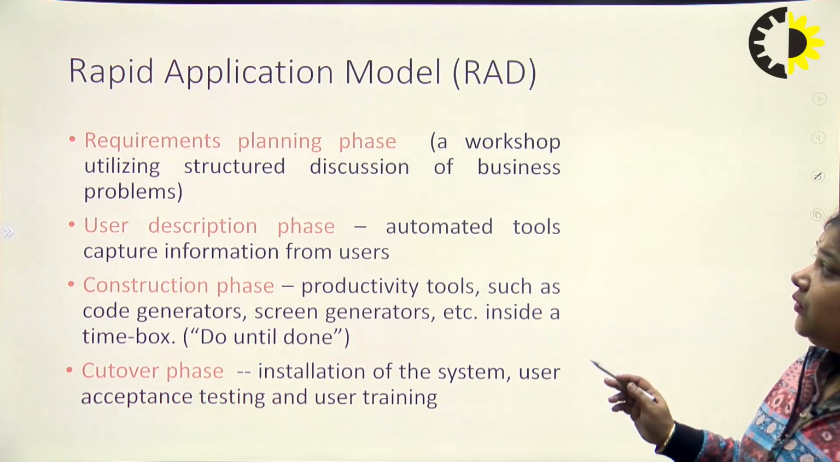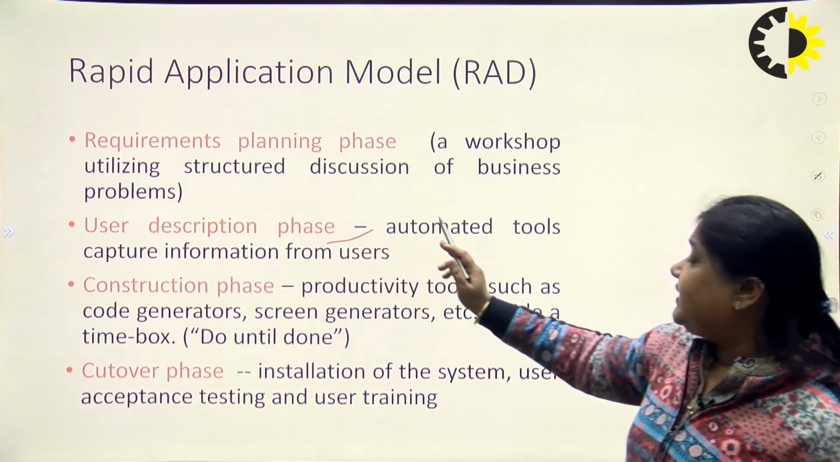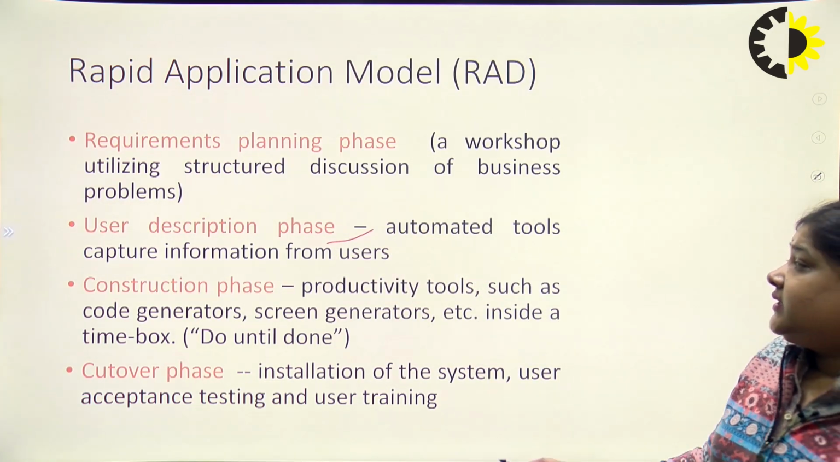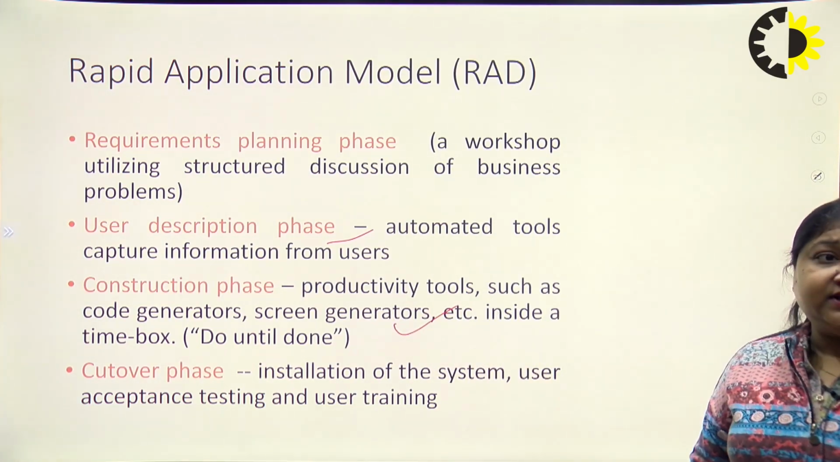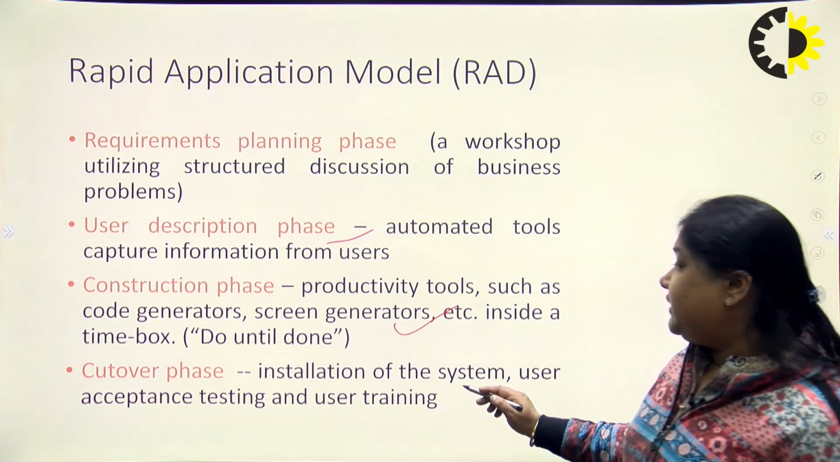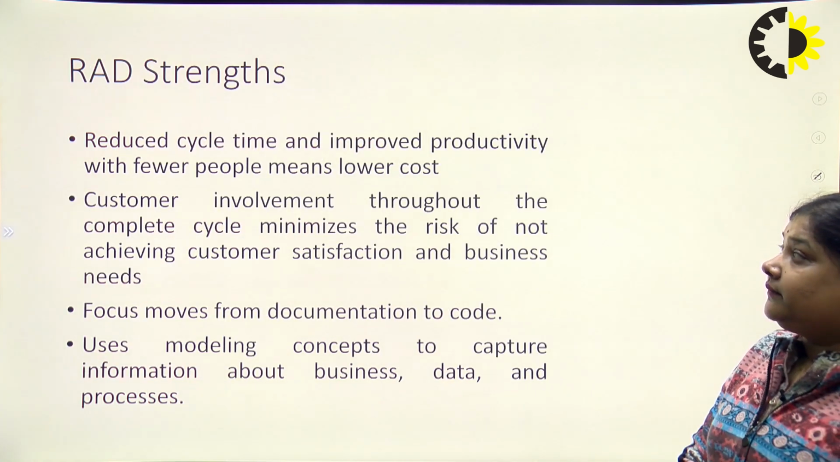This is the requirement planning phase. Then the user design phase, in which automated tools capture information from users. The construction phase, in which productivity tools are used, like code generator and screen generator, and the last one is the cutover phase: installation of the system, user acceptance testing and user training.